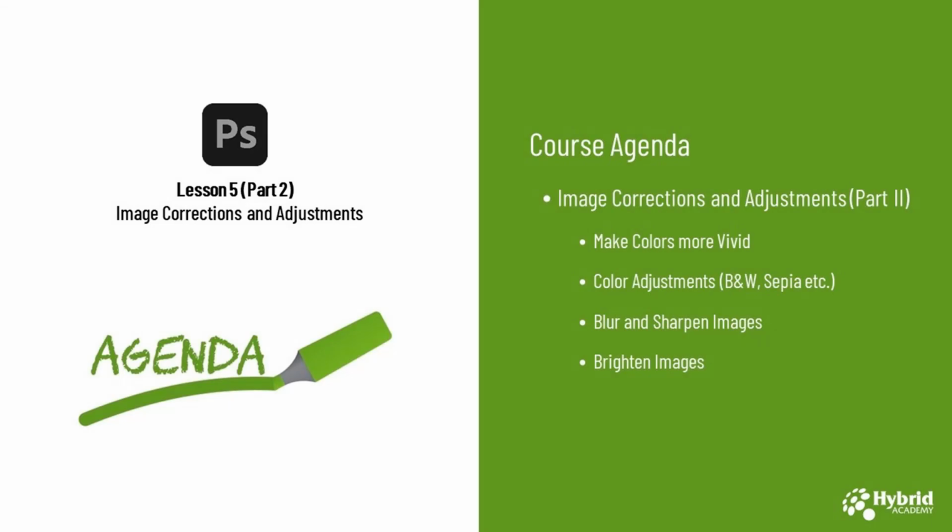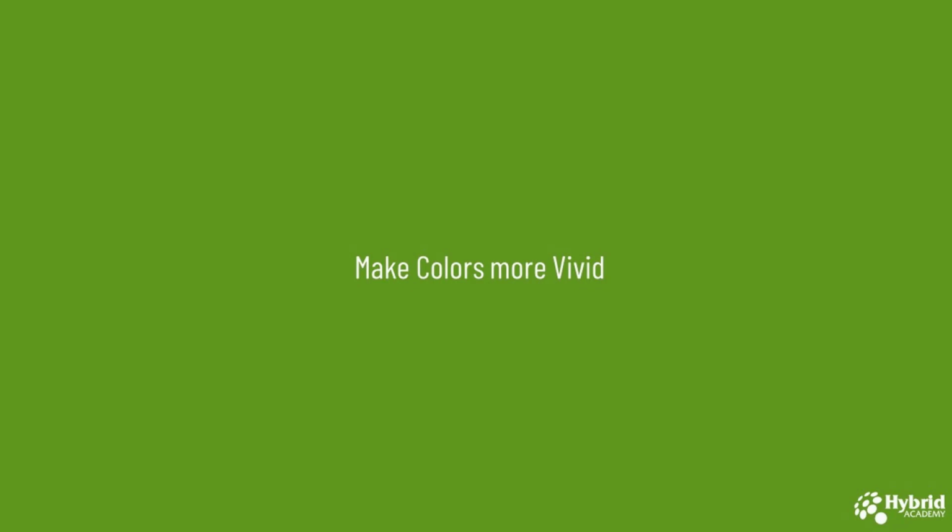To begin with, let's review the course agenda for today's session. In today's session of image correction and adjustment part 2, we will learn how to make colors more vivid, how to make color adjustments, that is black and white and sepia, how to blur and sharpen images, and how to brighten images. Let's quickly start off with how to make colors more vivid.